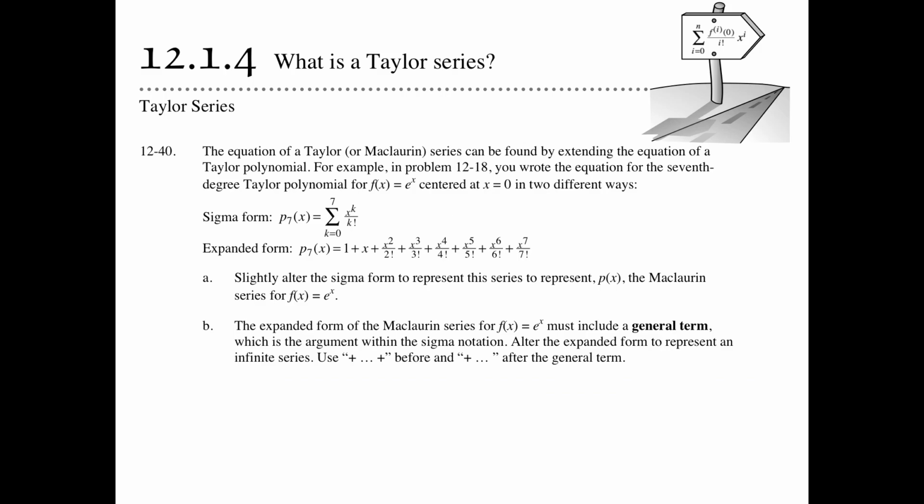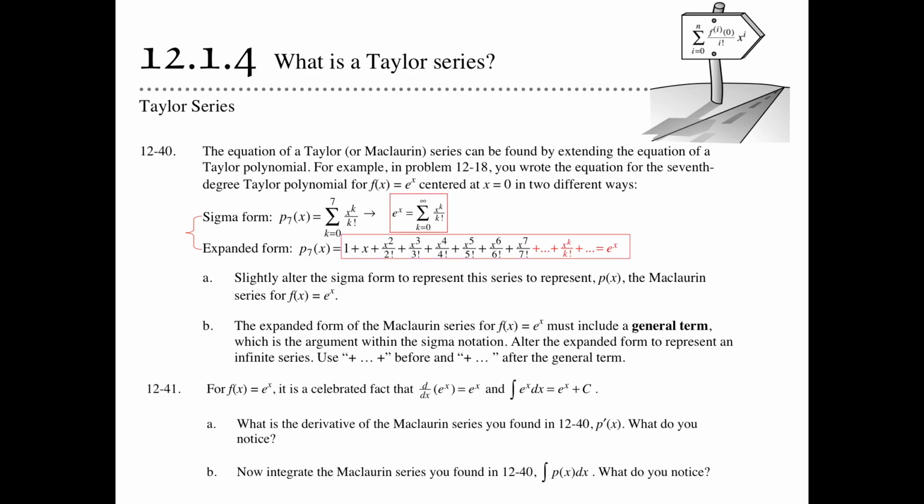Problem 12-40 is an important problem that focuses on notation. It demonstrates 2 different ways to represent a 7th degree Taylor polynomial for e to the x, sigma form and expanded form. And students are challenged to rewrite or to adjust the sigma and expanded notation in a way that would convert these Taylor polynomials into Taylor series.